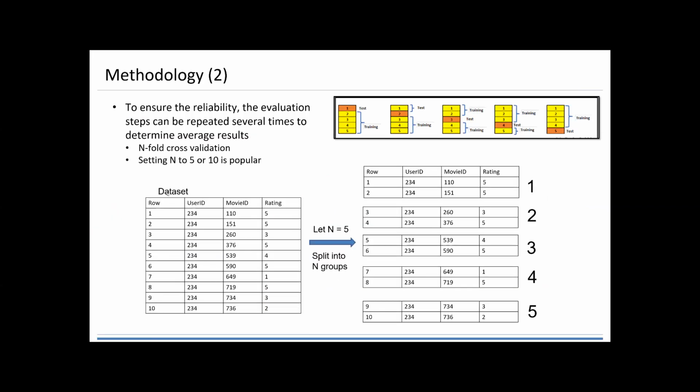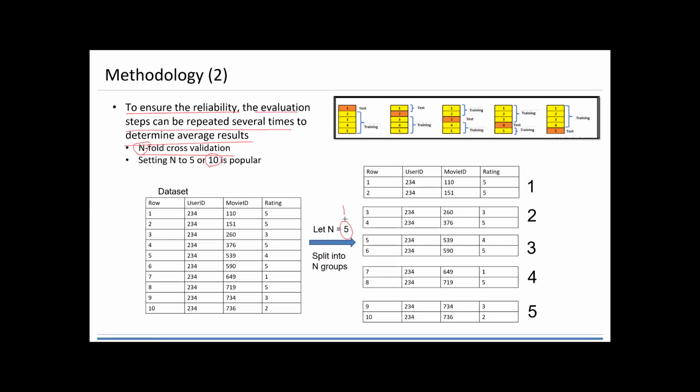We can also use other kinds of approach to select the training and the testing. It is to ensure the reliability. So the evaluation steps can be repeated several times to determine the average result. So we can use the n-fold cross-validation. N-fold cross-validation means we will do n times. So if the n equals 5, then we want to do 5 times. If the n equals 10, then we will do 10 times.